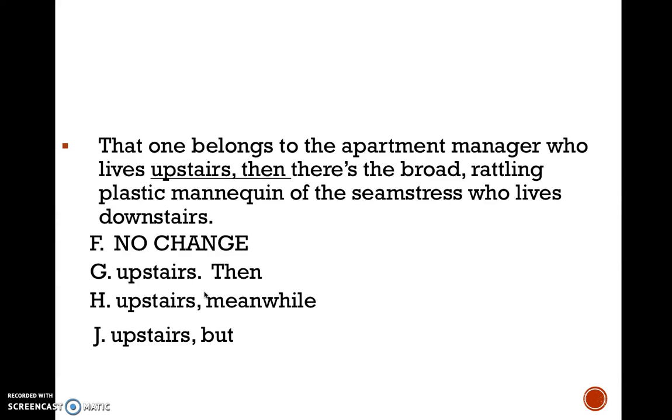We're going to keep it in mind. Upstairs, comma, meanwhile, no, because we're going to be linking two independent clauses. How about upstairs, comma, but? Because now we would have an independent clause linked with a coordinating conjunction. Yes, that looks like it's going to function, but we lose the then, and so that's not going to work for us. And so we just want to keep it the way G has it for us. Okay, it's the simplest, cleanest way to do it.